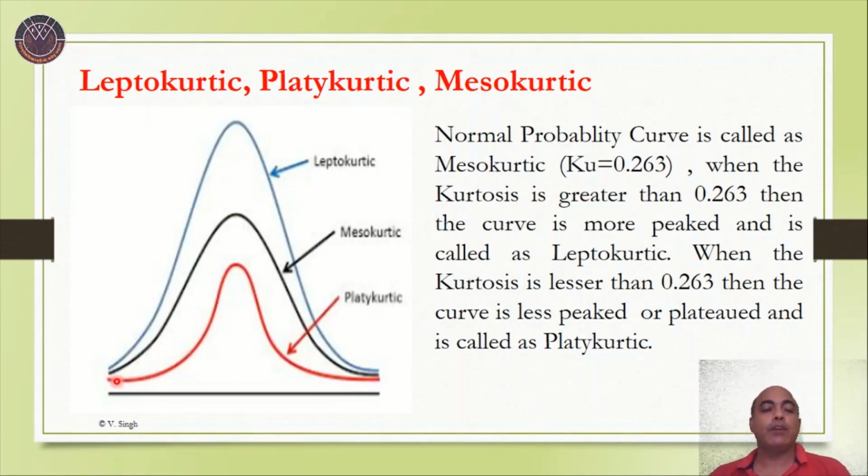Our normal distribution curve is a mesokurtic curve, and if the thickness is more than that, meaning the kurtosis is more, then it is called a leptokurtic curve. So we should know about our mesokurtic curve. It has a kurtosis value of 0.263.